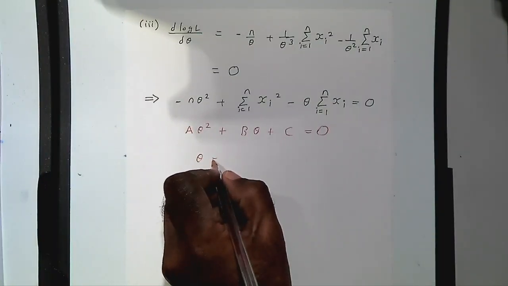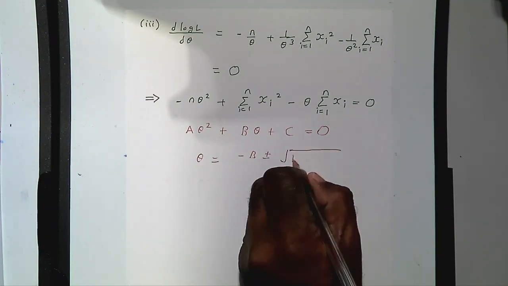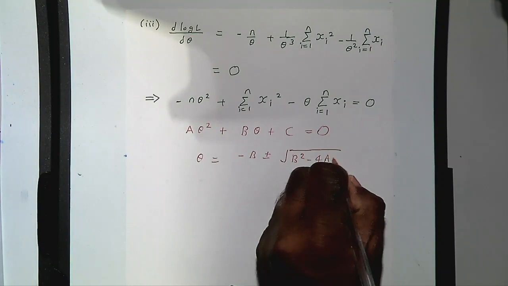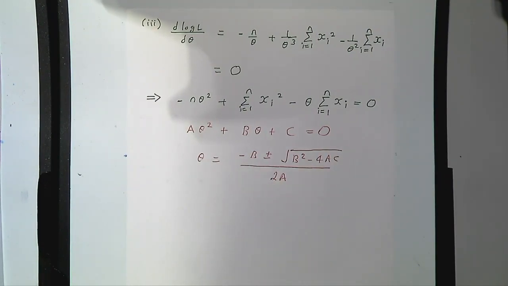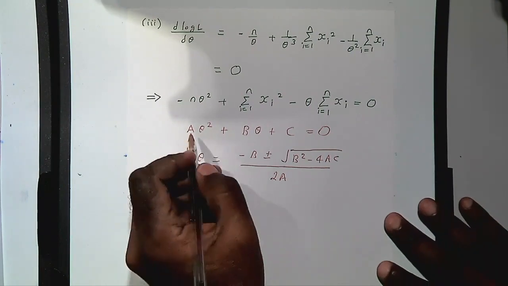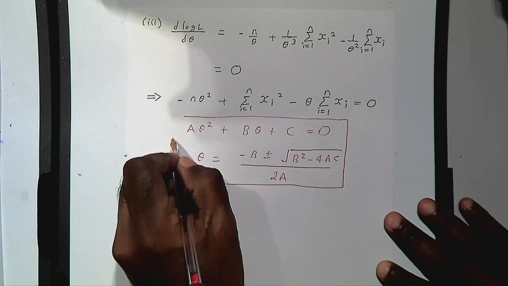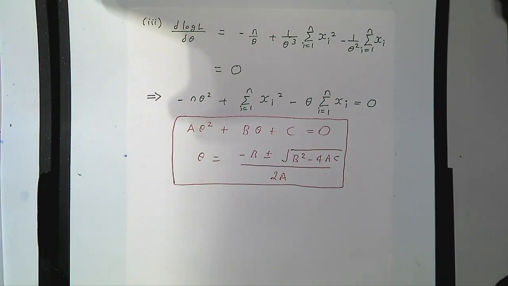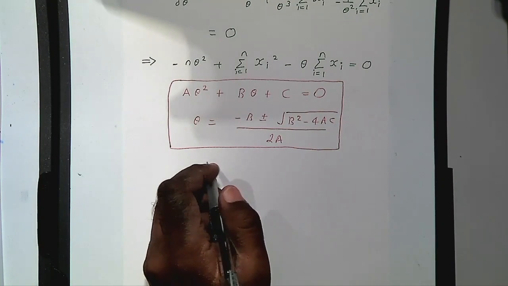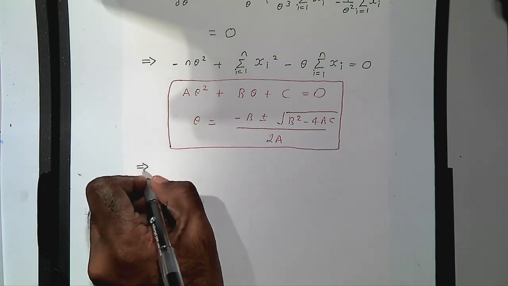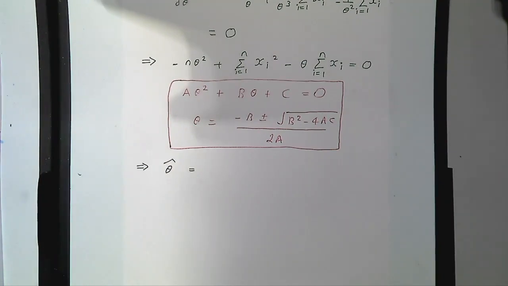Theta is equal to minus b plus or minus the square root of b squared minus 4ac, divided by 2a. Yeah? I mean, you must have learned this when you're in the nursery or something. Yeah? Okay, so it's a quadratic equation. So now if you use this formula, you see that theta, or theta hat, say, theta hat is the solution, right?